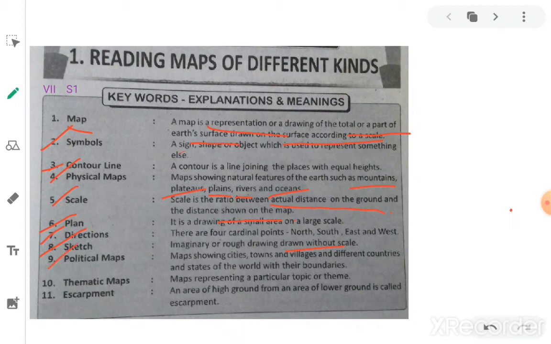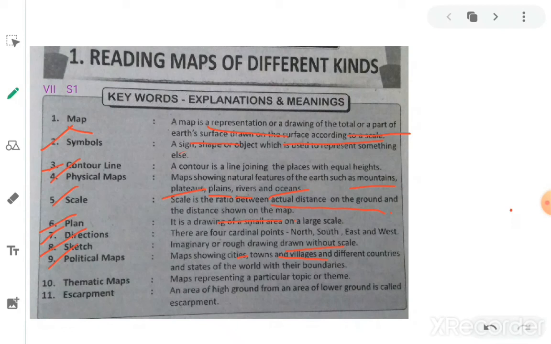Next one is political maps. Maps showing cities, towns and villages and different countries are called political maps. First we learn about the physical map. In a physical map we can locate physical features like mountains, plateaus, plains, rivers, etc. Whereas in political maps you can identify the states, countries and cities and other important places in the world.